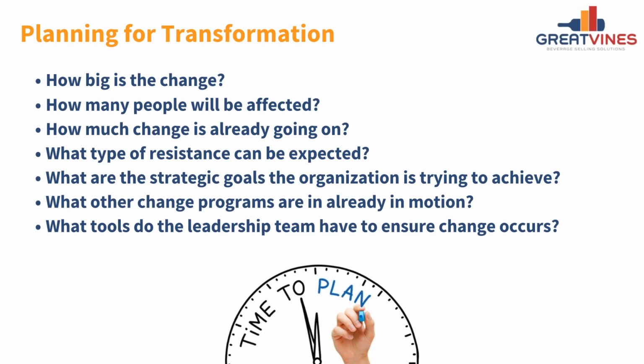Okay. What are the strategic goals the organization is trying to achieve? We talked about this earlier in the scoping session, but really making sure that you're aligned there. We talked about sort of what are the things that are also happening in the organization. And what tools does the leadership team need to have to ensure the change occurs? So that's something that's commonly missed as well, making sure that management and leadership knows what they need to be doing to be able to create successful adoption.